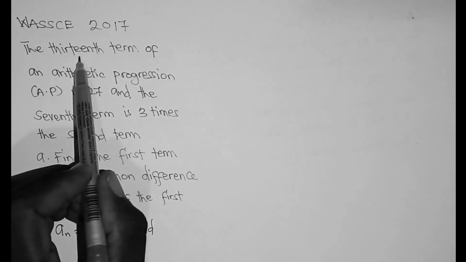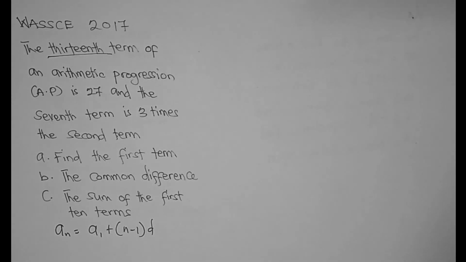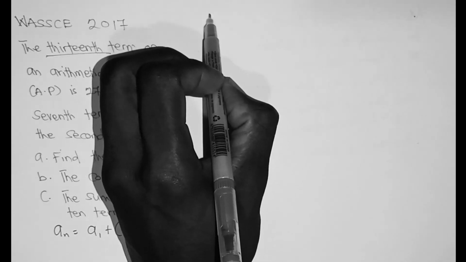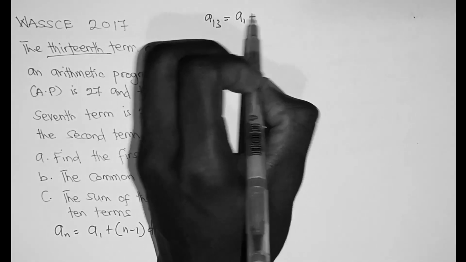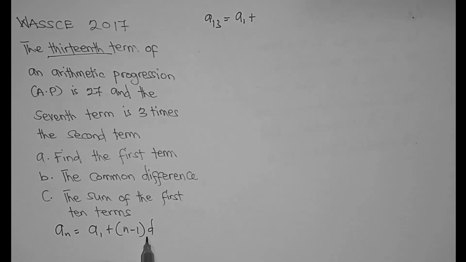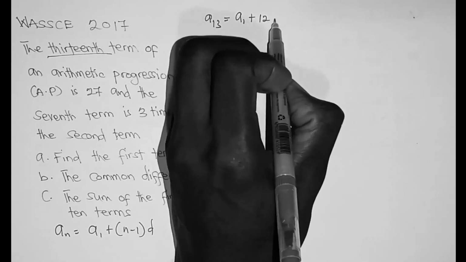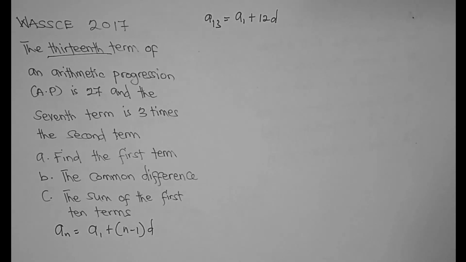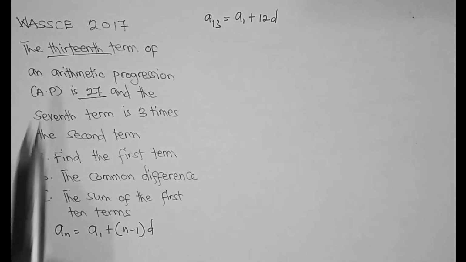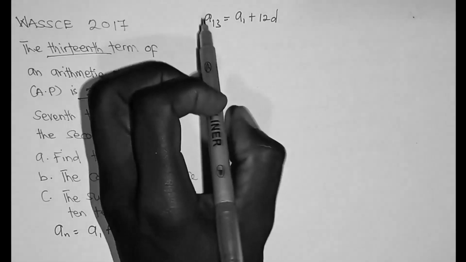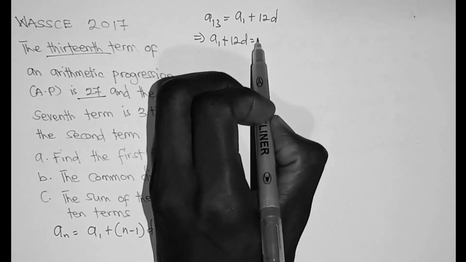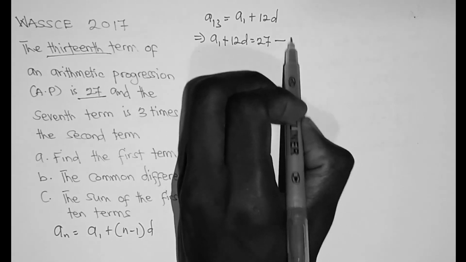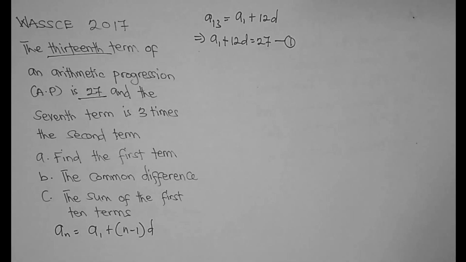So he says that the 13th term is 27. So let's find A13. A13 is equal to A1 plus, n is 13, 13 minus 1 is 12, so 12d. This is A13. However, the question says that A13 is 27. So this implies that A1 plus 12d is equal to 27. So this becomes our equation 1.